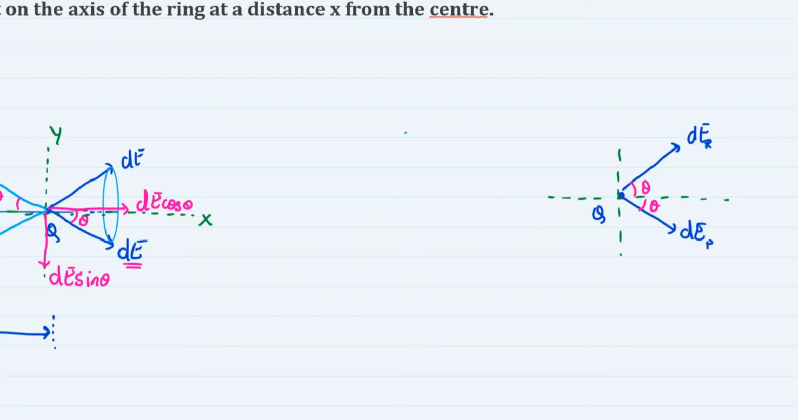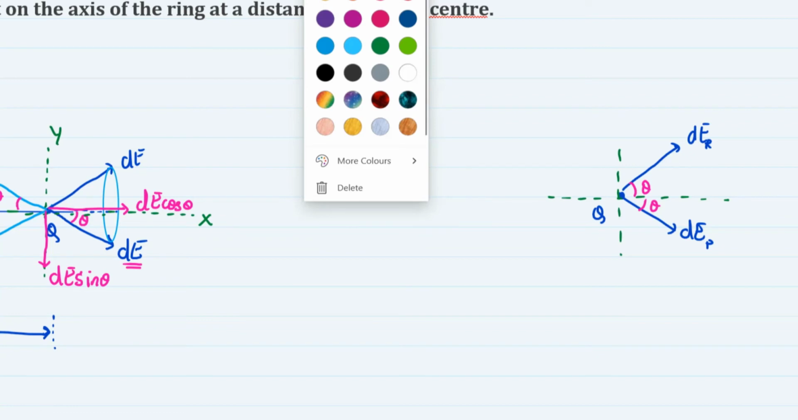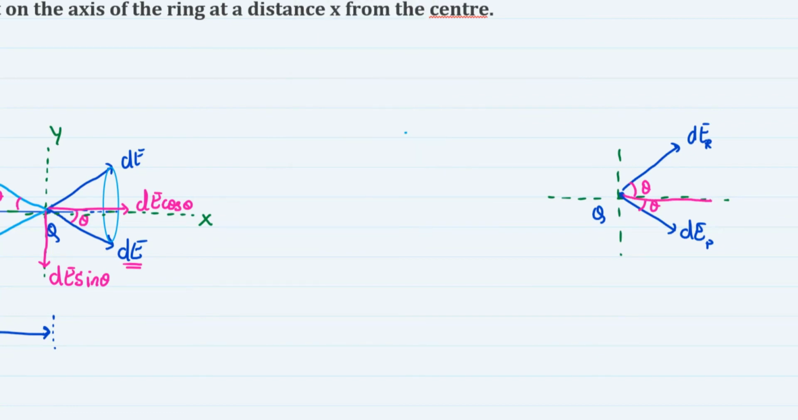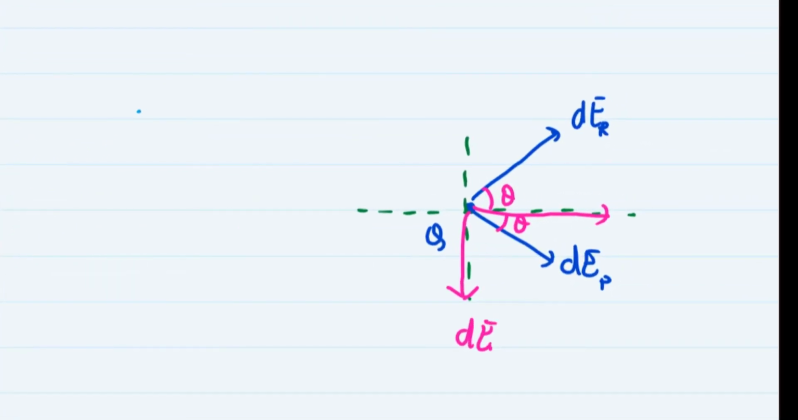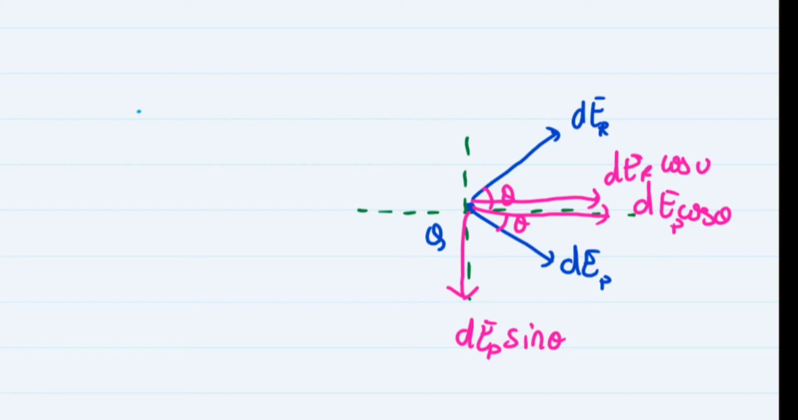Now, what I was saying is, if we resolve the components of each vector, I have dE_P sin theta and dE_P cos theta this way, P for point P, and the other one will be dE_Q cos theta and dE_Q sin theta. Now, why have we done this?